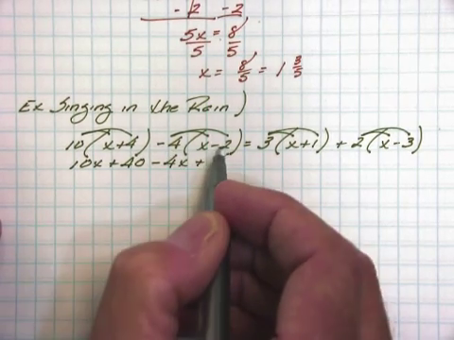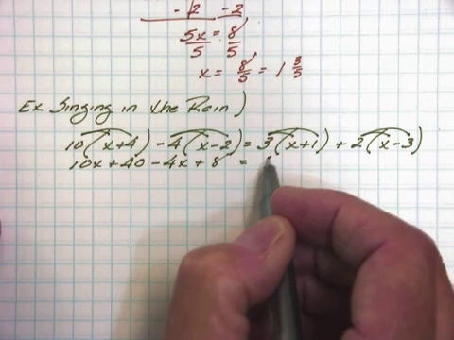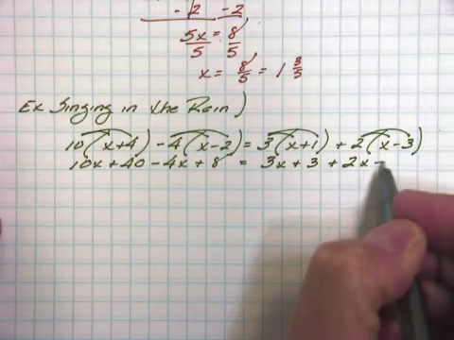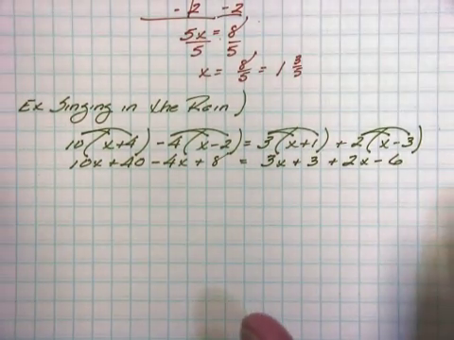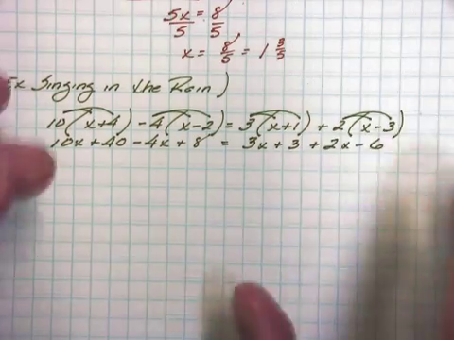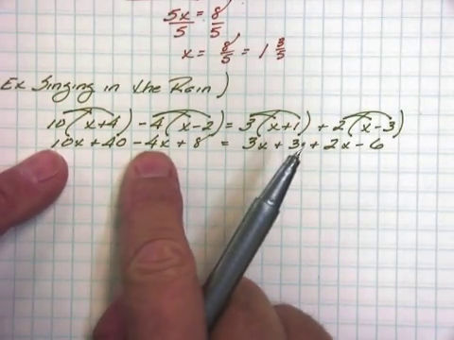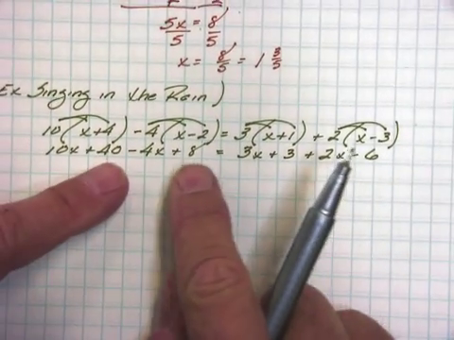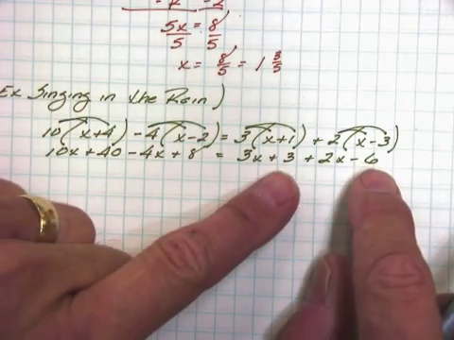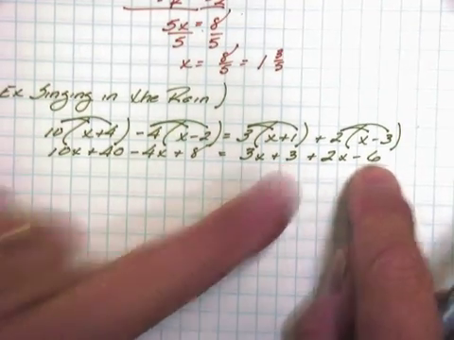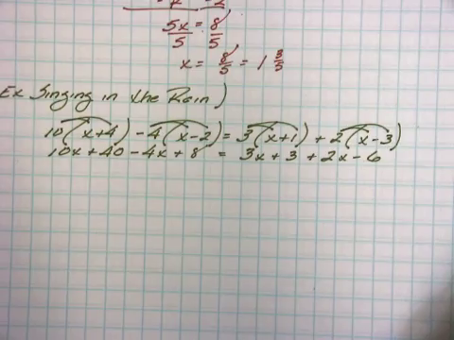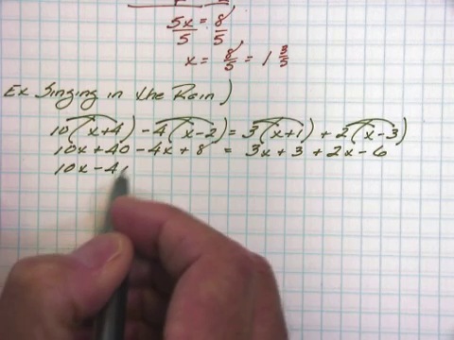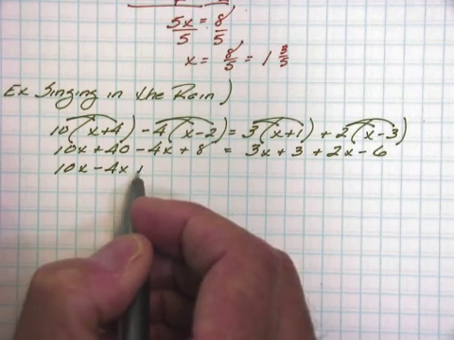We've got 10x plus 40 minus 4x plus 8, because negative 4 times negative 2 is a positive, equals 3x plus 3 plus 2x minus 6. Okay, so boom, we've got all this. Now, if you've got this kind of situation where you have variable terms on the same side of the equal sign, you want to add those. Plus you've got a 40 and an 8 that can be combined, and a 3 and a negative 6 that can be combined. So let's use the commutative property, get the like terms together.